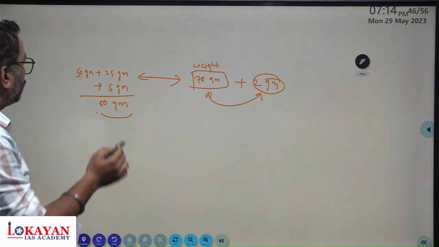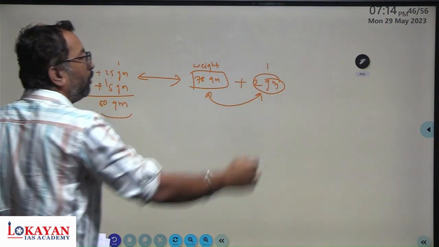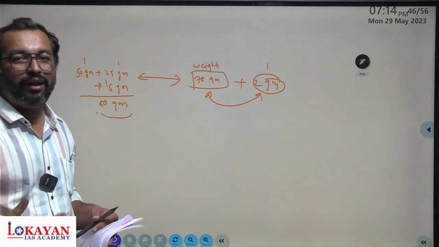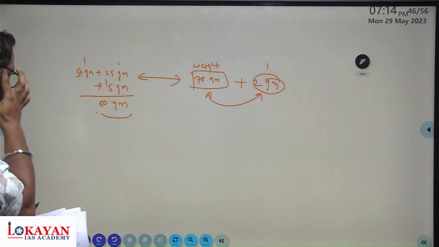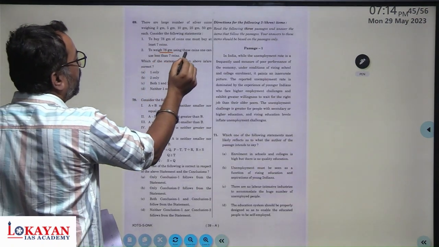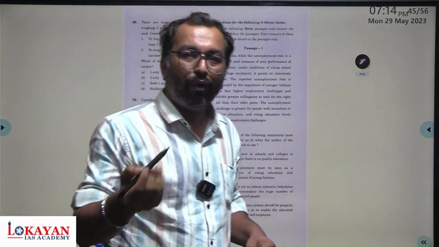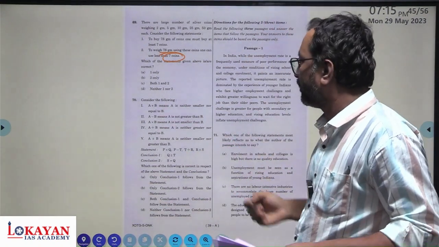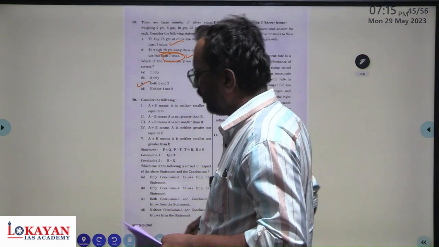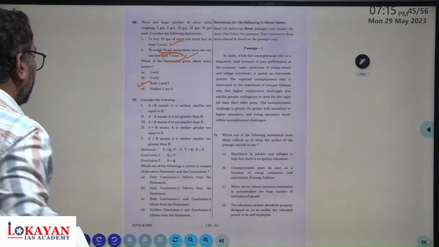So how many coins we used? 1, 2, 3, and 4. Only 4 coins are enough to weigh something and decide whether it is of 78 gram or not. So what the second statement says, to weigh 78 gram using these coins, one can use less than 7 coins. Yes, we did it in only 4 coins. So first one is correct, second one is also correct, both 1 and 2 are correct.